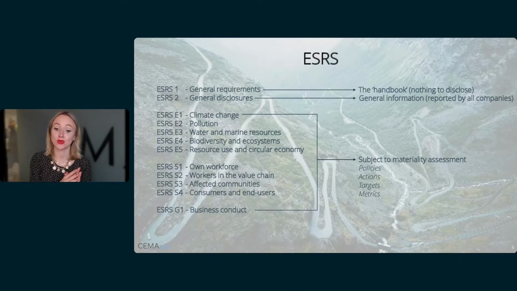We have ESRS 2, general disclosures. This is general information that needs to be reported by all companies, and these also go hand in hand with all these topical standards, which we see under here. We have everything from ESRS E1 to E5. These are the environmental part of the topical disclosures. We have S1 to S4, which are social. And then we have G1, which is business conduct, which goes under governance, so you probably recognize ESG.